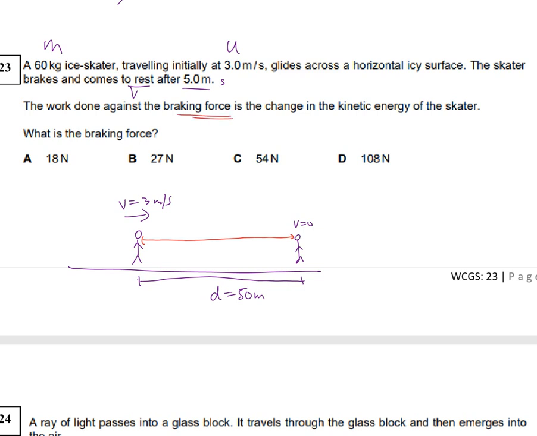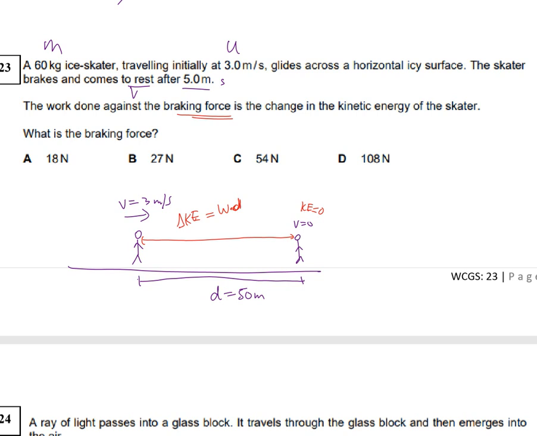Now, the work done against the braking force is the change in kinetic energy. So the change in kinetic energy equals the work done, and that goes against the braking force, because you need to do work against that. Okay, now we can calculate the change in kinetic energy. At the end the kinetic energy is going to be 0. Why is it 0? Because the speed is 0. Therefore we can just work out the kinetic energy.